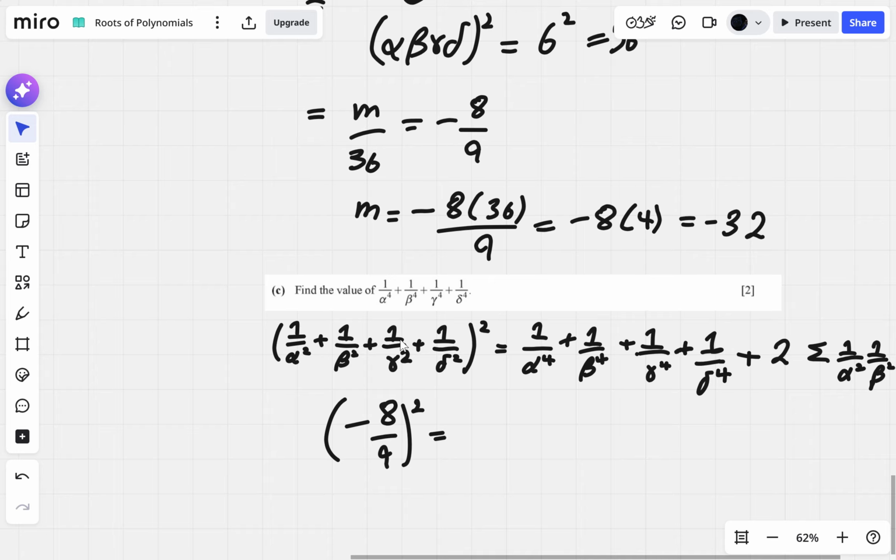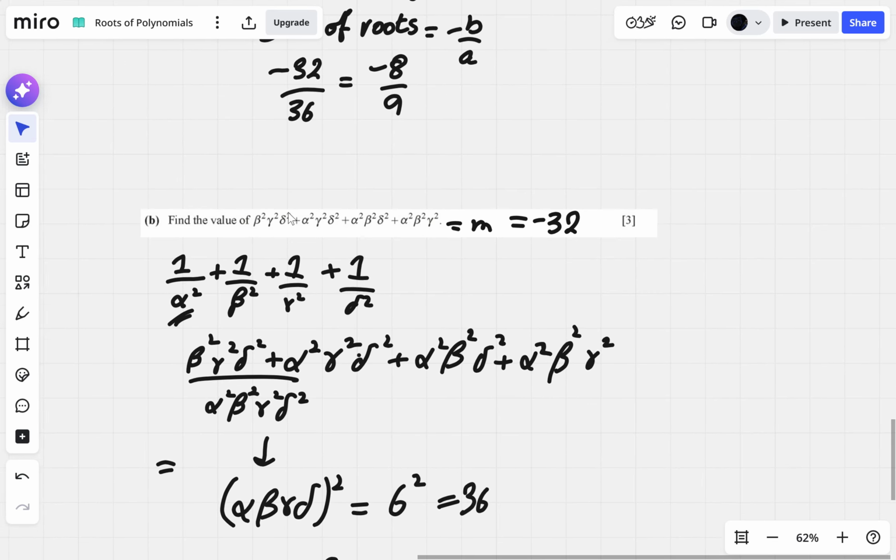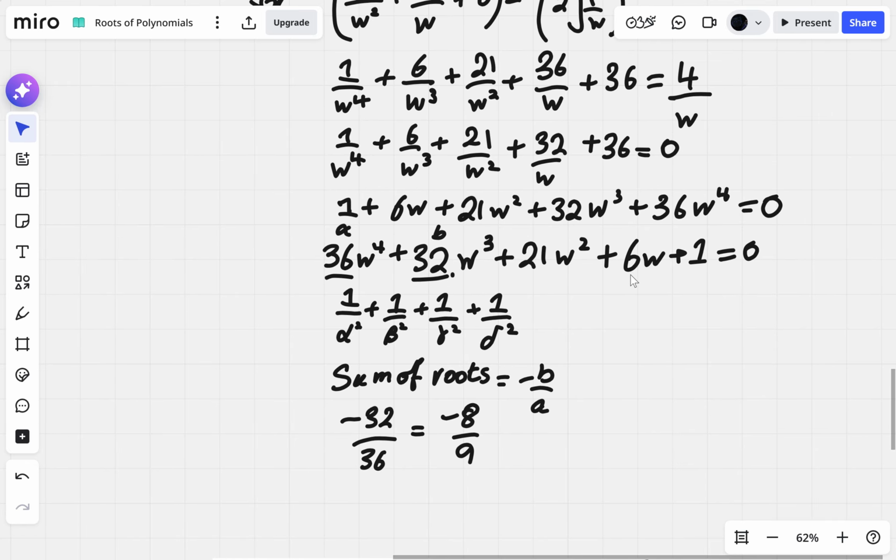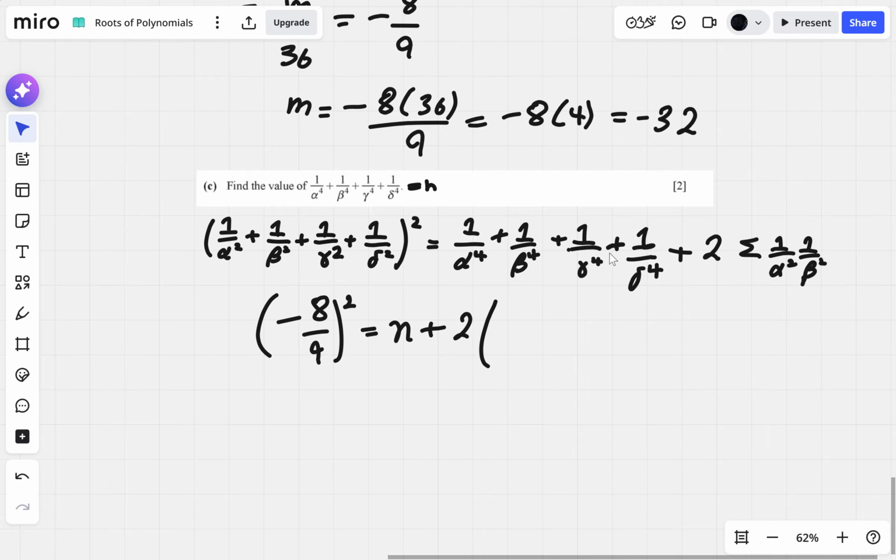Let's just give the whole thing a variable because that is going to be really long to write again and again. Let's call it n. So n plus 2, and then the sum of the pairs of roots in our new equation. This is the new equation. Sum of pairs of roots is c over a. So this is going to be our c, 21 over 36. So we're going to write 21 over 36 in the equation we're solving.